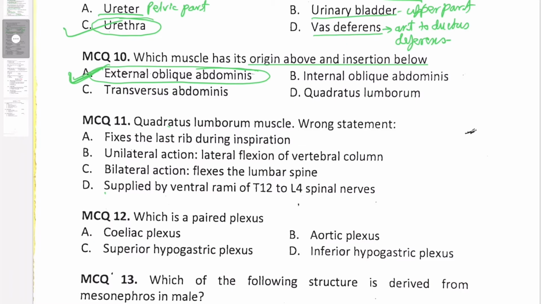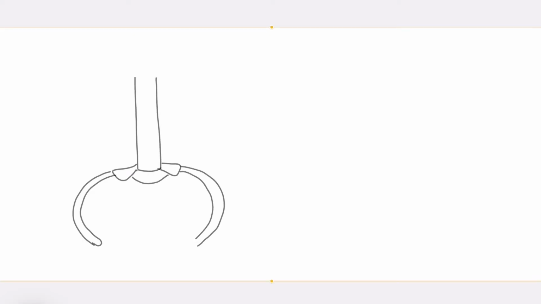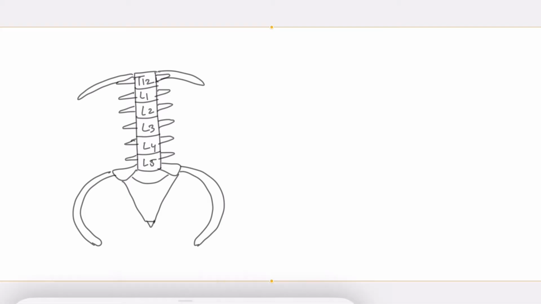Question number 11. Quadratus lumborum muscle. Which is the wrong statement? It fixes the last rib during inspiration. Unilateral action is it causes lateral flexion of the vertebral column. Bilateral action is it flexes the lumbar spine. It is supplied by ventral rami of T12 to L4 spinal nerves. Now to understand this muscle quadratus lumborum, you know that this muscle is a muscle of the posterior abdominal wall.